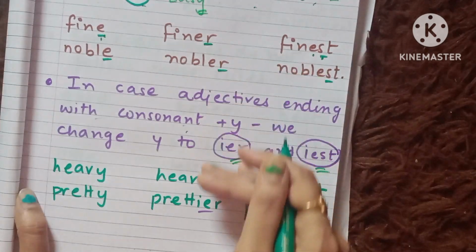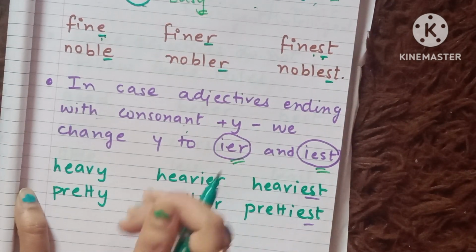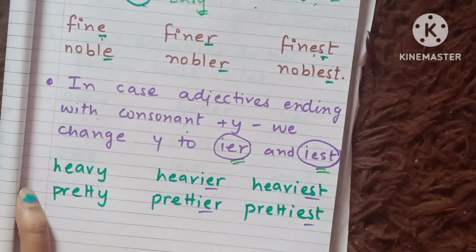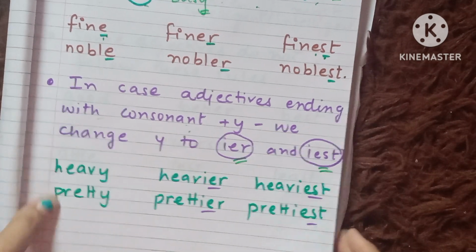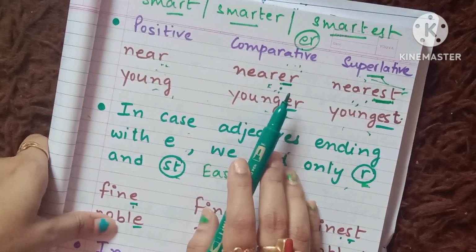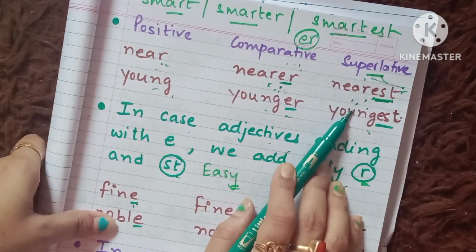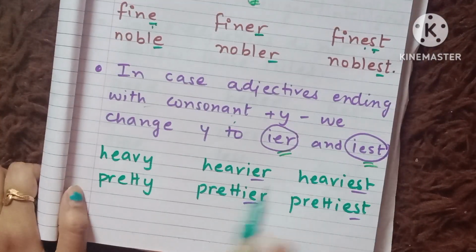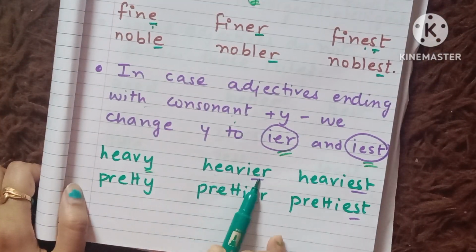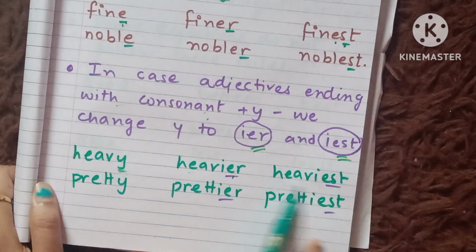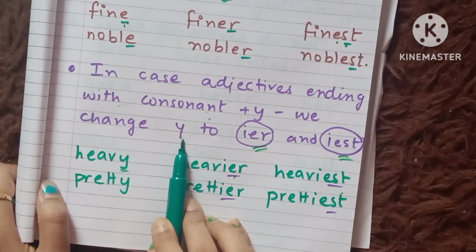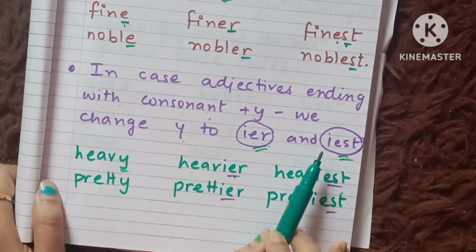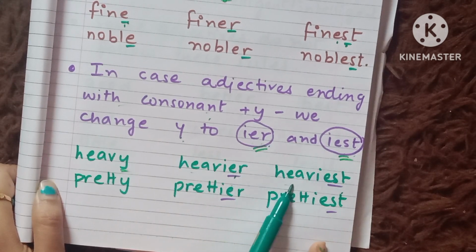You actually have to make a complete list of words like these and then only can you teach your kids, and that too one at a time. Then it becomes easier. First of all, teach the words which take only ER and EST, and after that start with one or two rules. So here we are with words ending in Y: heavy, heavier, heaviest. We omit the letter Y and write IER. We omit the letter Y and write IEST for the superlative.